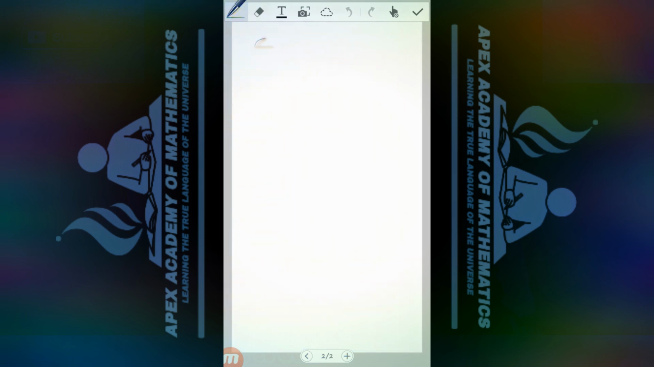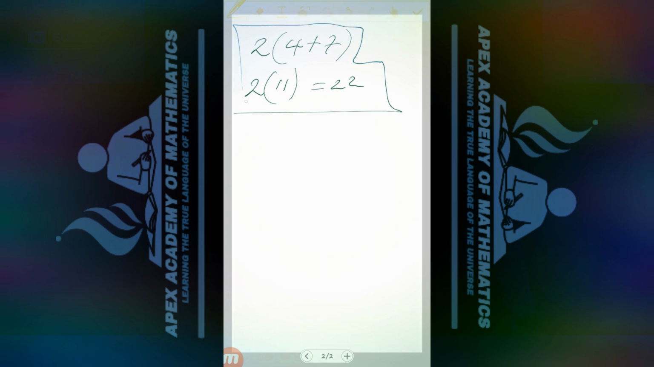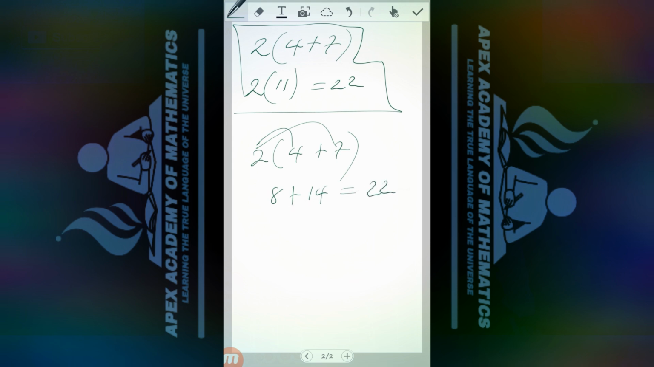Let's say I have a number, and there are numbers inside the bracket: 2 open bracket 4 plus 7. This can be worked 2 ways. We can use the PEMDAS principle and do what is in the bracket: 4 plus 7 is 11, and 2 times 11 is 22. But by extension, the distributive law says I could simply use the 2 to distribute over the 4 and the 7. So 2 times 4 gives me 8, and 2 times 7 gives me 14, and 8 plus 14 is 22.